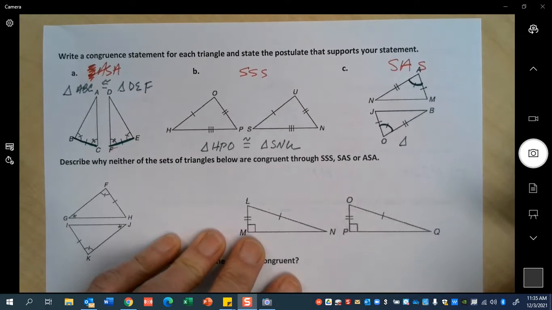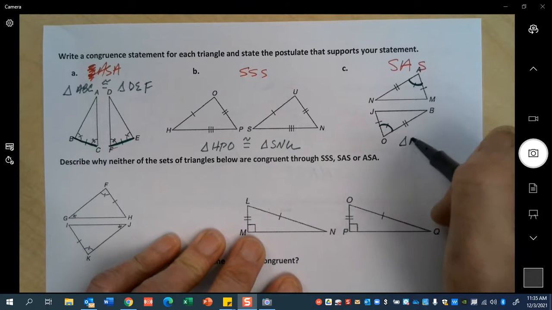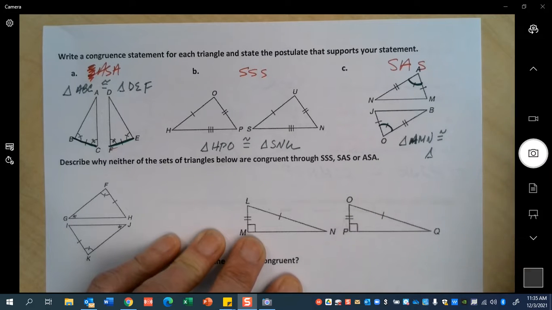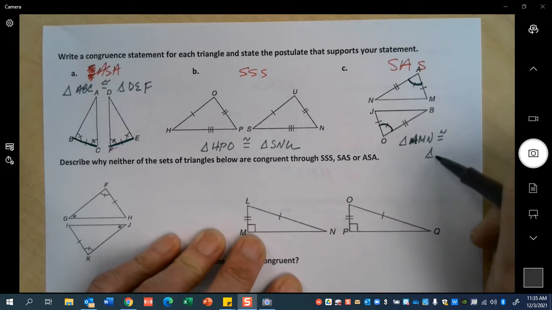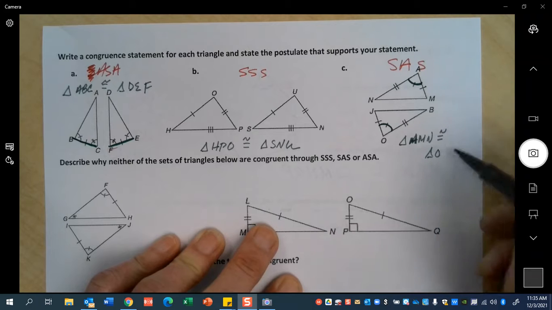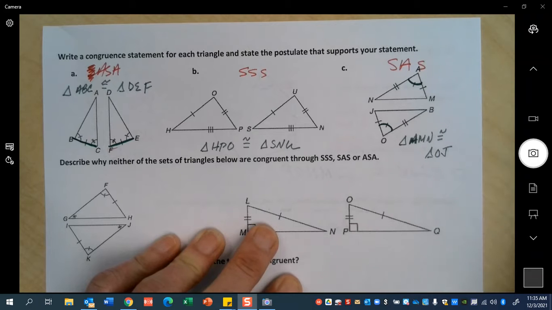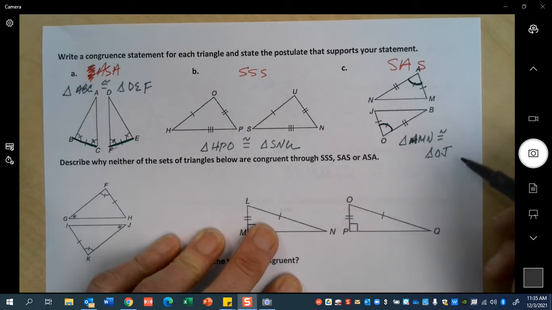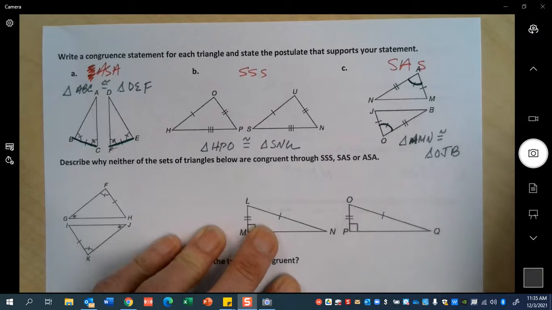Okay, come on over here. Triangle AMN, I heard, is congruent to triangle. Once we start with A, we have to start with O. Once I go to M, I have to go to J. And then once I go to N, I have to go to B.